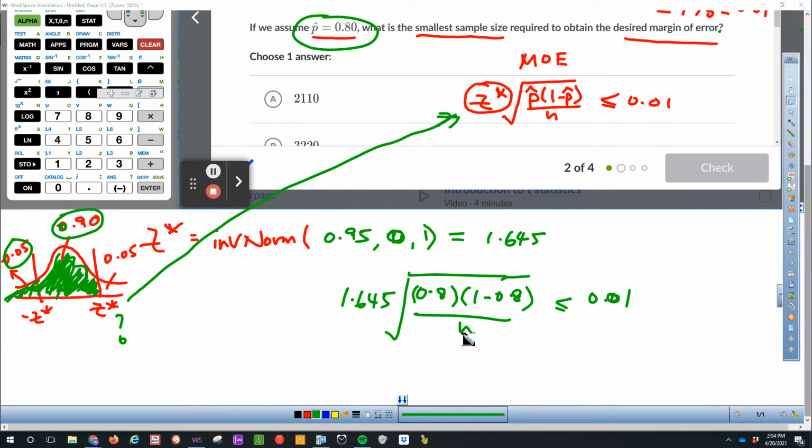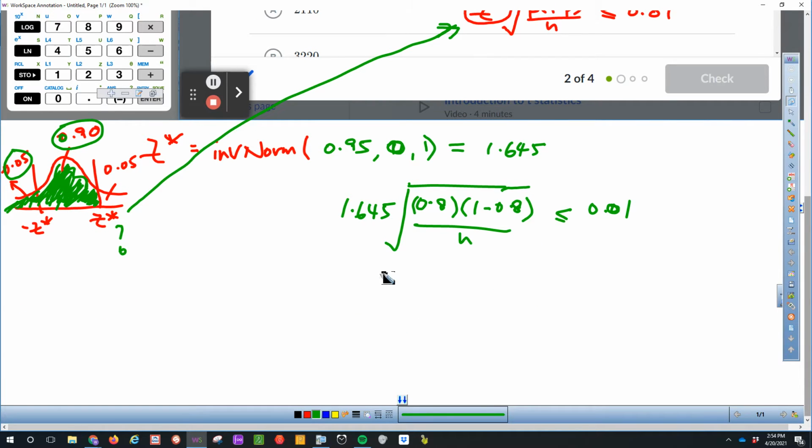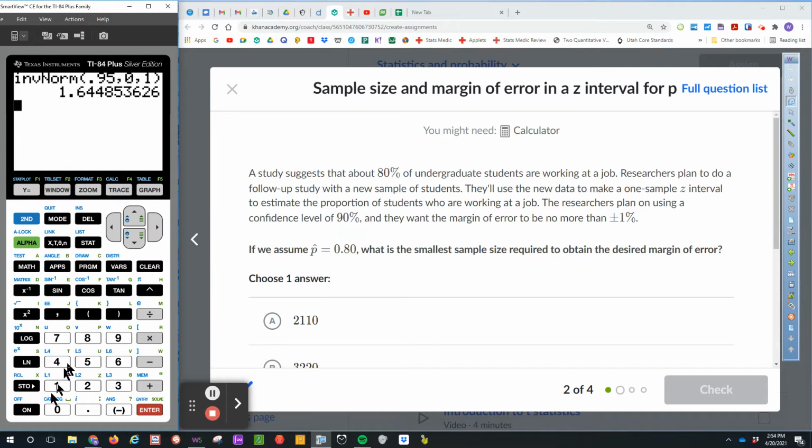Now n is in the denominator, unfortunately. So first things first, we need to divide both sides by 1.645. So on the calculator, 0.01 divided by 1.645. And that gives us 0.00607. Okay, 0.00607.